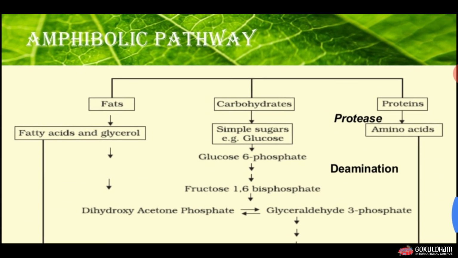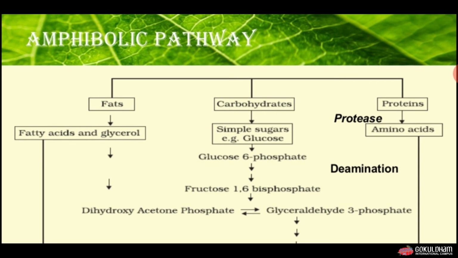Now, the amphibolic pathway. What is the amphibolic pathway? The respiration and Krebs cycle is known as the amphibolic pathway. So, if someone asks you what the amphibolic pathway is and to give examples of it: the amphibolic pathway is a pathway in which catabolism and anabolism take place. Catabolic and anabolic reactions both take place in the Krebs cycle, so it is known as an amphibolic pathway.